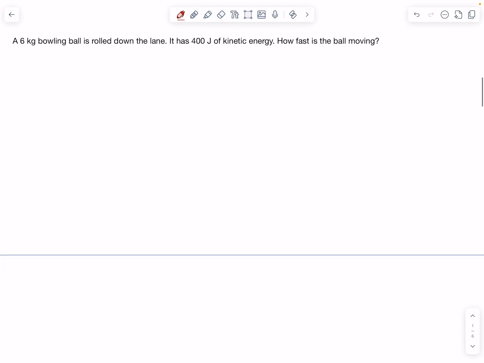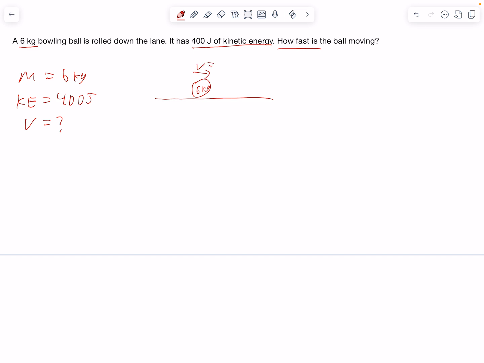All right, the next one, I'm going to do the same thing. We have a 6 kilogram bowling ball. We have 400 joules of kinetic energy, and we're trying to figure out how fast. So I have a mass. I have kinetic energy of 400 joules. I'm trying to find v. If I want to draw my picture, let's draw that in a straight line. Okay, we have our ball. It has a mass of 6 kilograms. It's moving at some unknown velocity, and we know the kinetic energy is 400 joules.